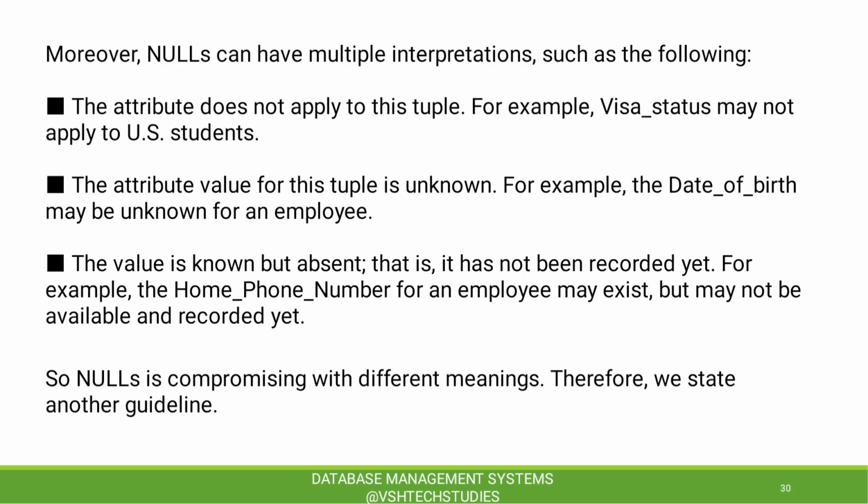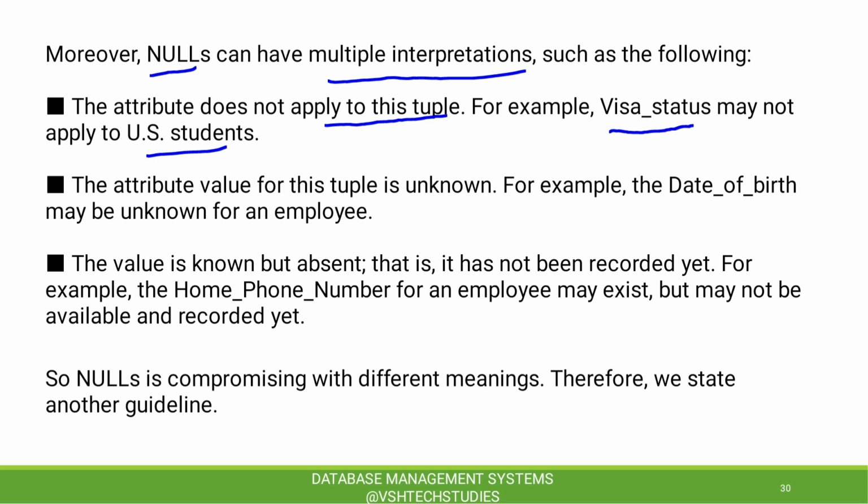Then storing of nulls. This has multiple interpretations, meaning null values have multiple meanings. For example, the first meaning is that the attribute doesn't apply to this tuple. If you take visa status, for US students who are residing in the US only, the visa status may not exist.